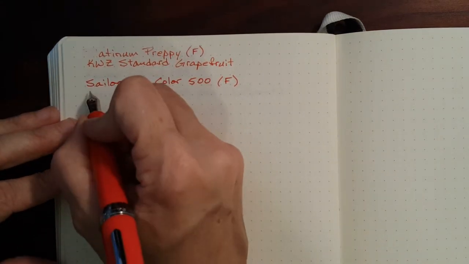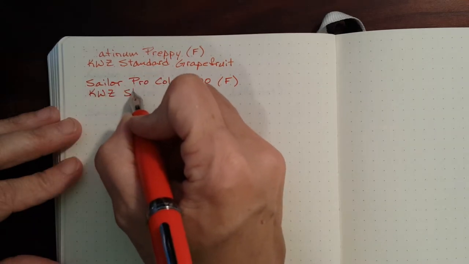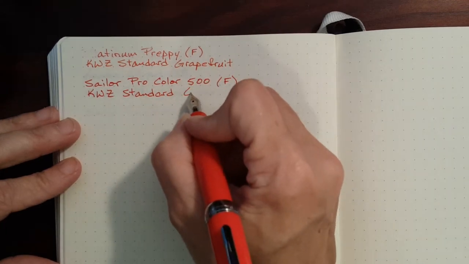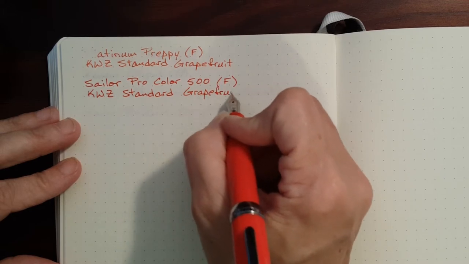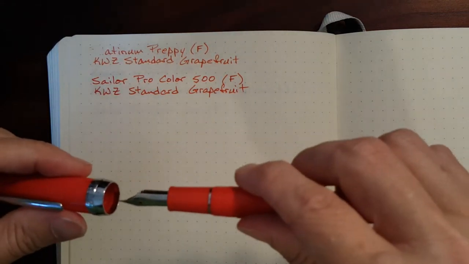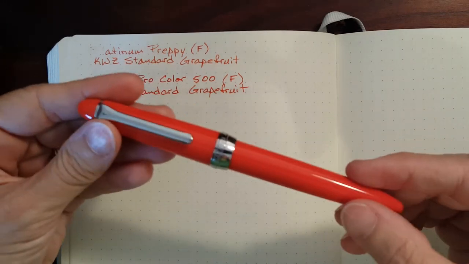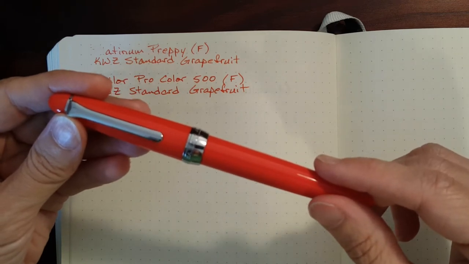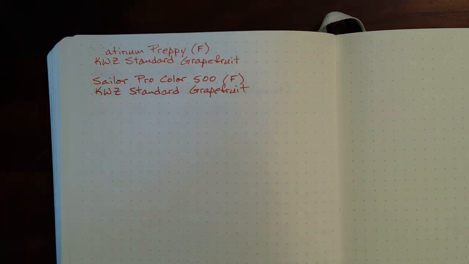I like the way that looks. This is also KWZ Standard Grapefruit. And the reason this fine nib is writing broader than normal is because I dropped it and messed up the nib and took some pliers to it. I covered the needle nose pliers with tape so it wouldn't scratch up the nib, and kind of did a little work on it.